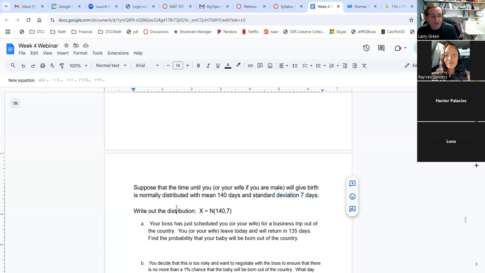Okay. So now let's write out the distribution. As I mentioned, here we have X, we have a tilde, we have an N for normal, we have 140 for mean, and we have a 7 for standard deviation.